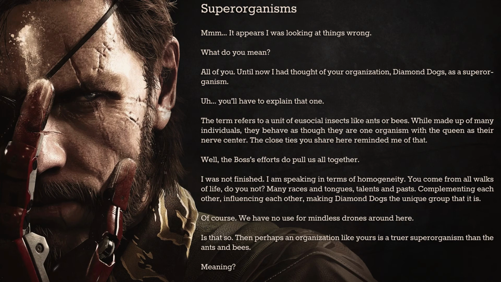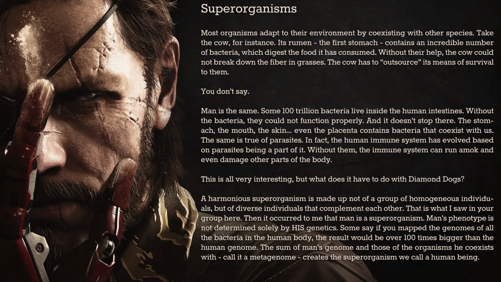Is that so? Then perhaps an organization like yours is a truer superorganism than the ants and bees. Meaning? Most organisms adapt to their environment by coexisting with other species. Take the cow, for instance. Its rumen, the first stomach, contains an incredible number of bacteria which digest the food it has consumed. Without their help, the cow could not break down the fiber in grasses. The cow has to outsource its means of survival to them. You don't say. Man is the same. Some 100 trillion bacteria live inside the human intestines. Without the bacteria, they could not function properly.